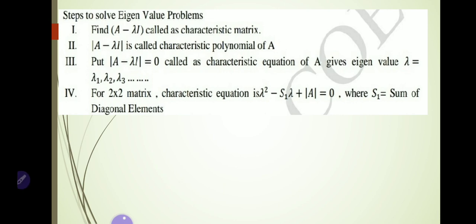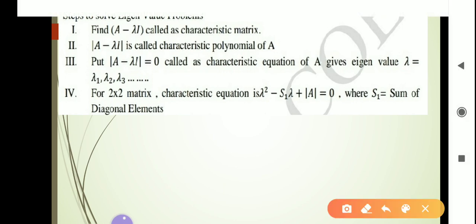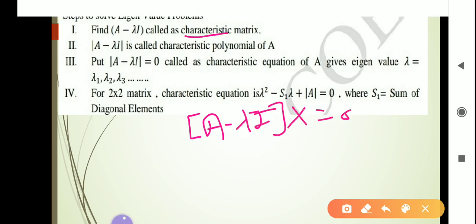Now how to find eigenvalues? First we have to consider A minus lambda I, that is, we have to find the characteristics matrix, and for that we write A minus lambda I into x is equal to 0. This matrix is called the characteristics matrix. And for eigenvalues, from this we take the determinant of A minus lambda I equal to 0.